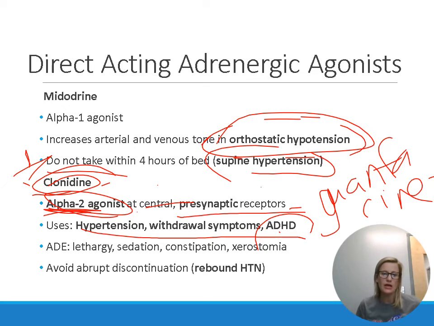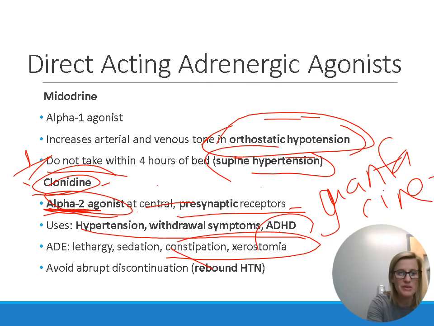Adverse drug effects. Remember, we're decreasing overall sympathetic output from the brain. So lethargy and sedation, because you're not stimulated. Constipation and xerostomia. Remember, alpha-2 receptors also modulate the release of acetylcholine. So some side effects actually look like anticholinergic side effects. Okay, that's why the constipation and the dry mouth.